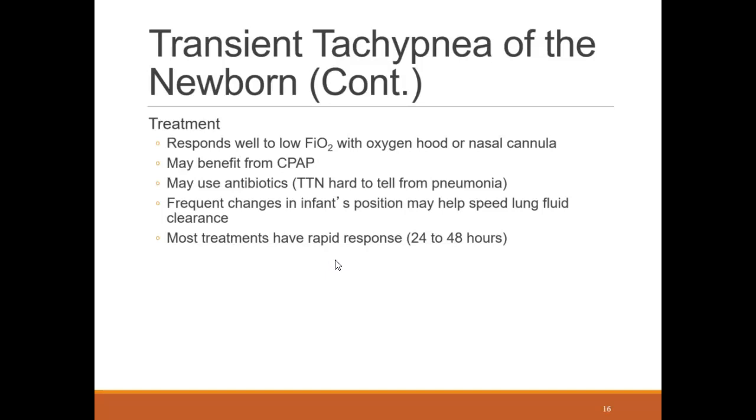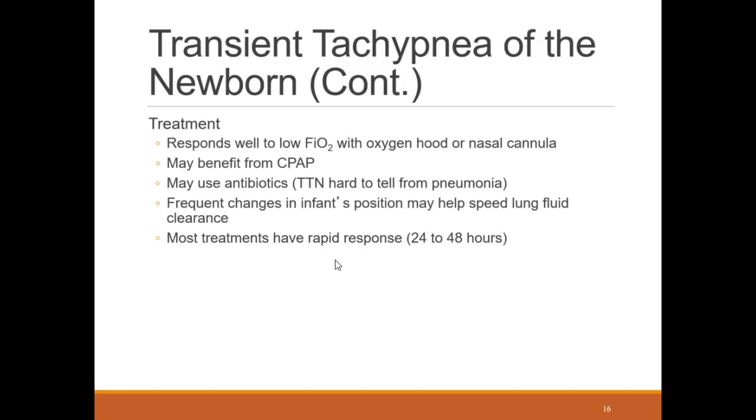If you're having a hard time differentiating this from pneumonia, you could use antibiotics. Again, this is something that appears right at birth. You're going to have TTN showing up right at delivery. It's not something that develops a couple of days post delivery. It technically could be hard to differentiate from pneumonia, since babies can have congenital pneumonia and be born with it. So if it appears like pneumonia on a chest x-ray, ordering antibiotics is probably appropriate, just to make sure you're not missing that diagnosis.